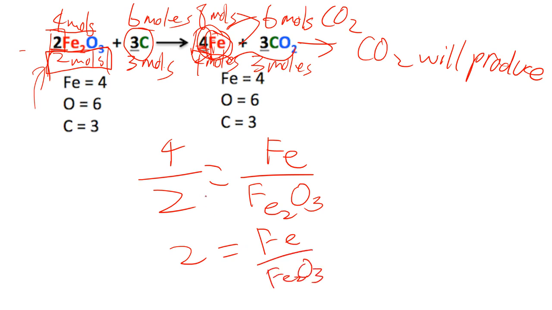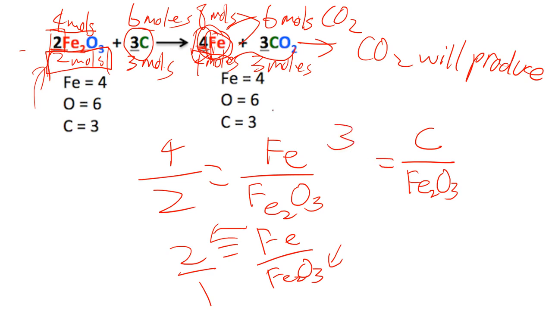And this is called the mole ratio, right? So for every molecule of iron oxide we react, we will produce 2 molecules of iron. Okay? So that's the mole ratio. What about carbon to iron oxide? Let's say carbon to iron oxide. For every 3 molecules of carbon, we need to react it with 2 molecules of iron oxide.